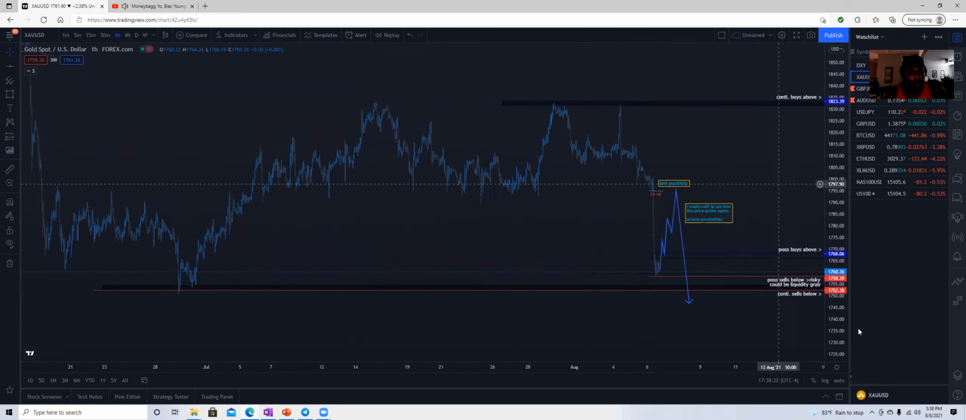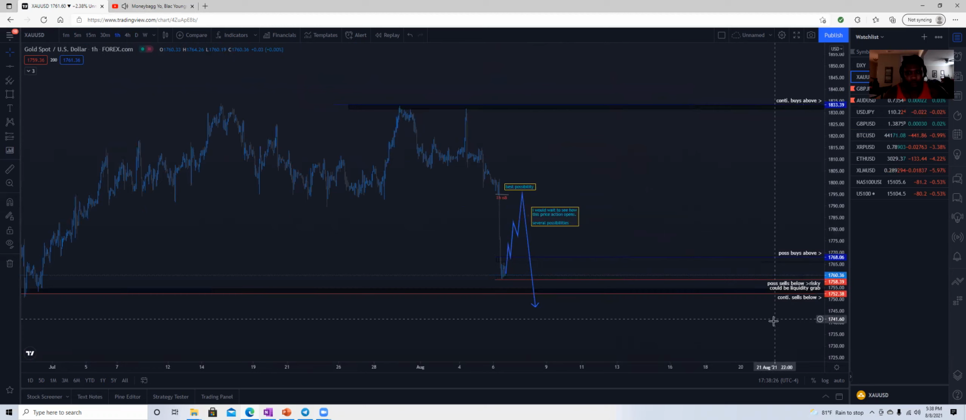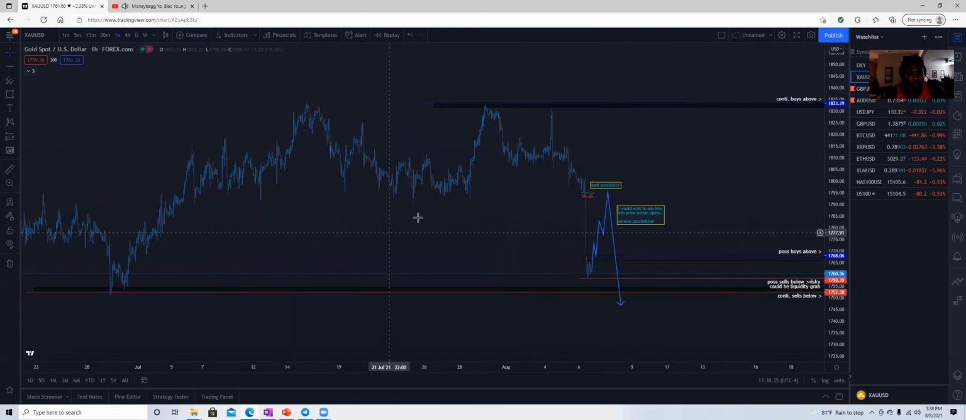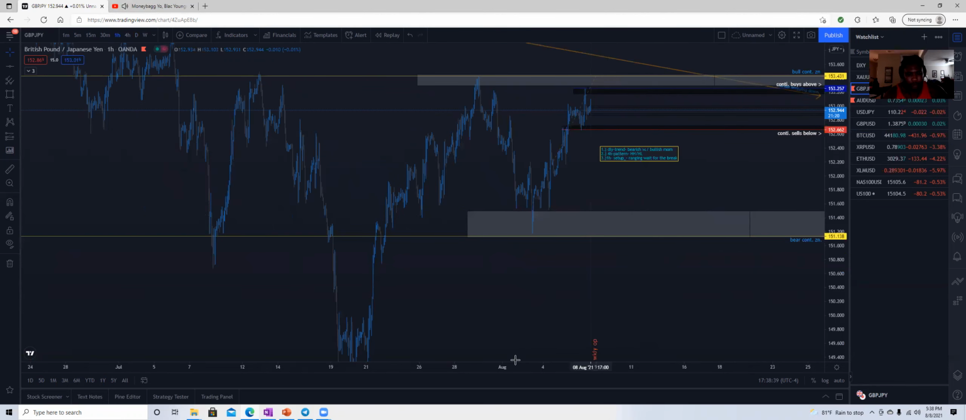So we keep an eye on that. I don't know if I had it on here, daily plan, trading plan. Yeah, continuation sales, continuation buys, possible buys from here. These are possible buys going back up for the correction wave. So that's gold.